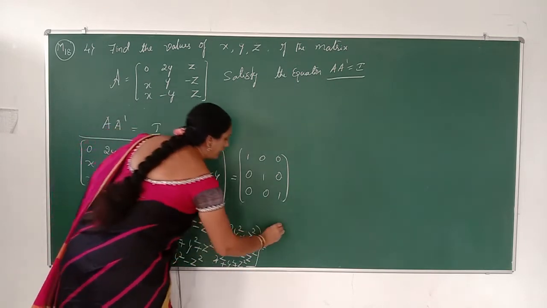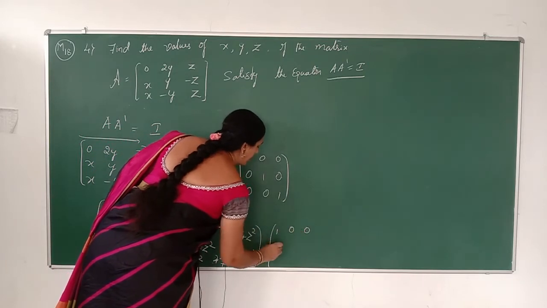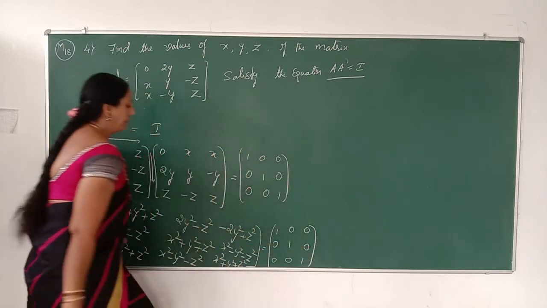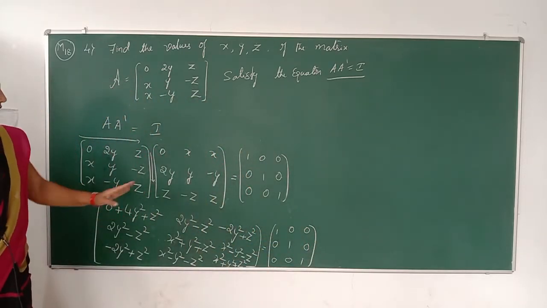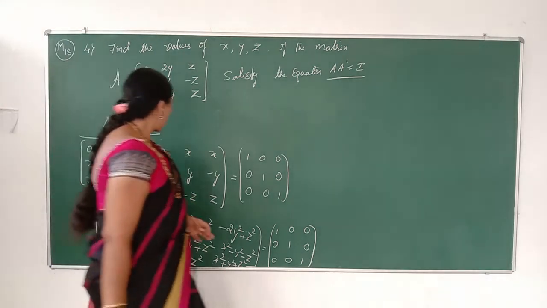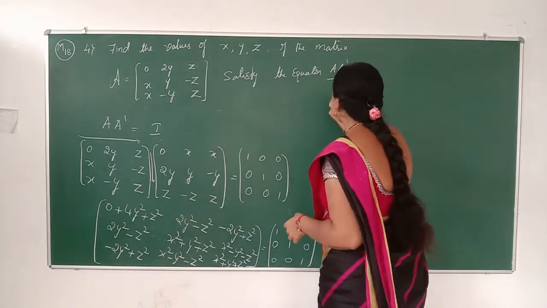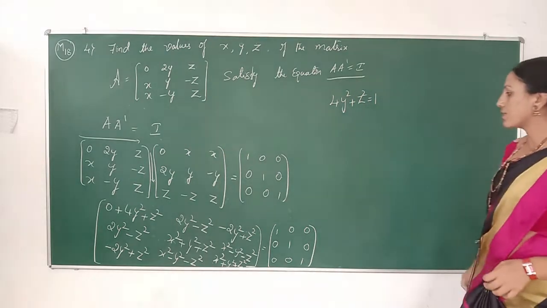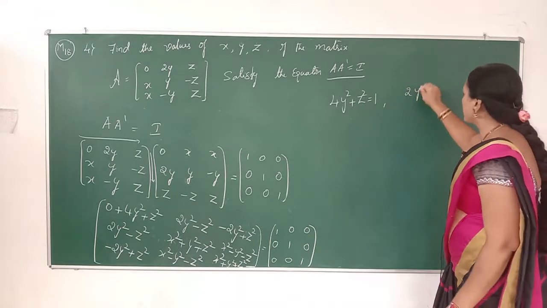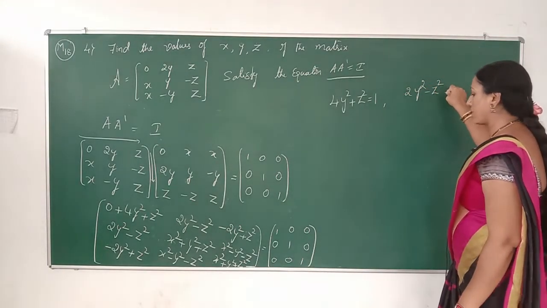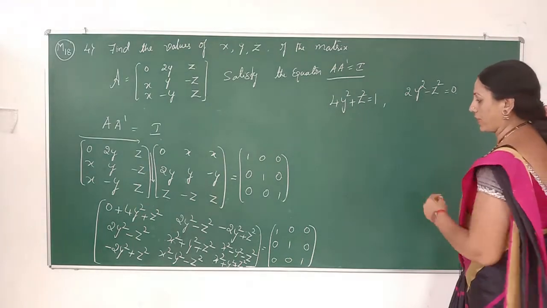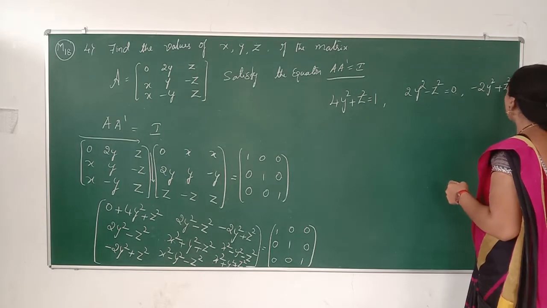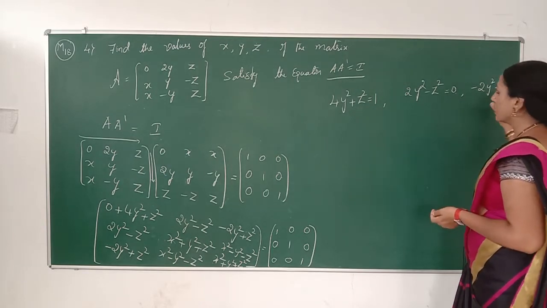It will be equal to 1 0 0 0 1 0 0 0 1. Then we will compare the corresponding elements of both LHS and RHS. The first element is 4y square plus z square is equal to 1. That is one of the equations. Similarly, the second one is 2y square minus z square is equal to 0. It's another one of them. And the third one is minus 2y square plus z square is equal to 0. That is the third condition.